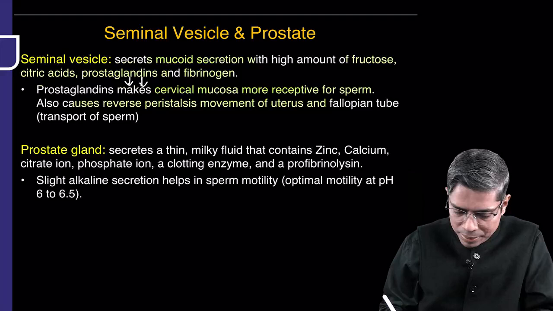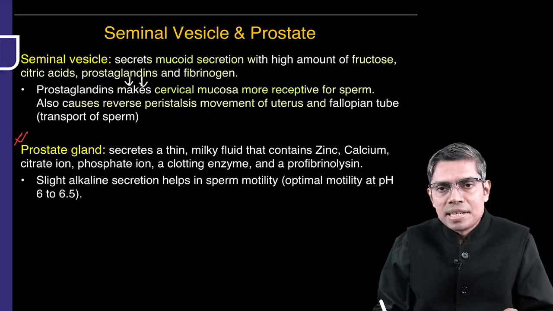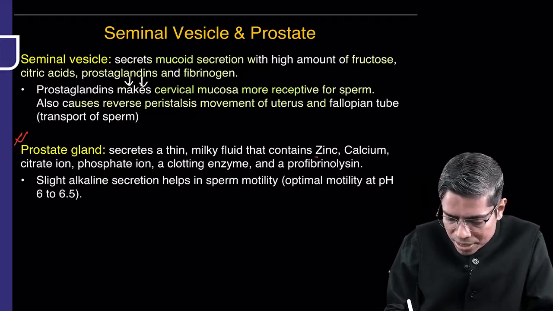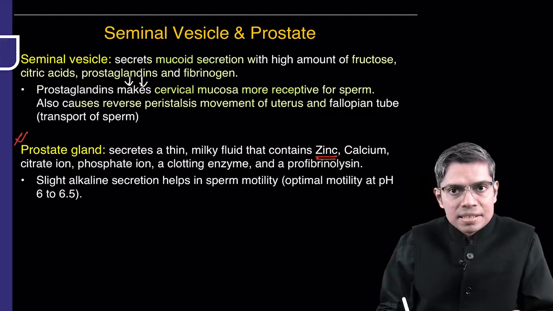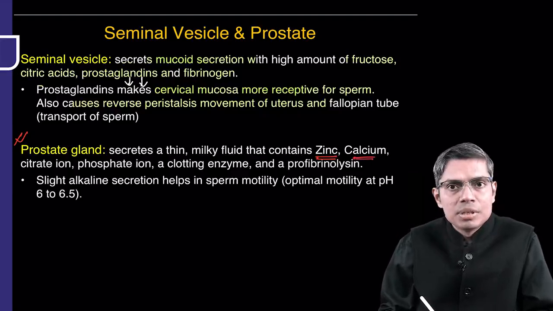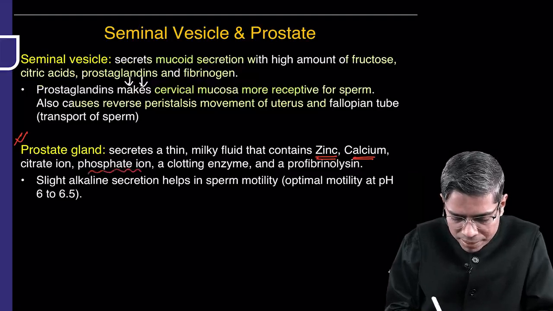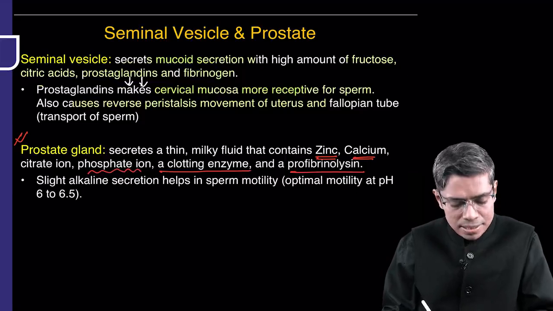Now apart from this seminal vesicle, look at the function of the prostate. So prostate secretes various components. The main component is zinc, right, which has already been asked in MCQ, that zinc is secreted by which gland? Prostate. Along with that, it also contains a huge amount of calcium ion, phosphate ion, a clotting enzyme as well as profibrinolysin.